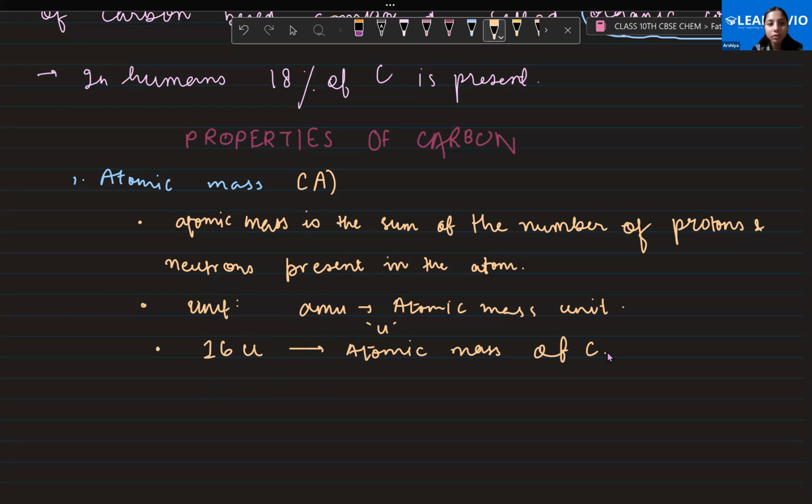Ma'am, in the first point, what about electrons? We don't count the electrons. Now your question was, what about the electrons, right? In the atomic mass, we included protons and neutrons. But when it comes to the atomic number, that's where we count the electrons. So the total number of electrons will come in the atomic number.